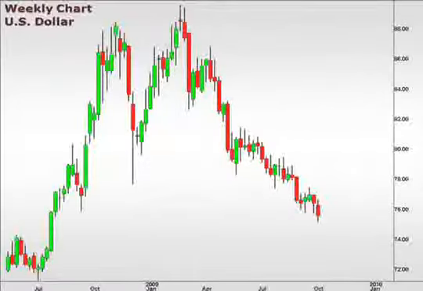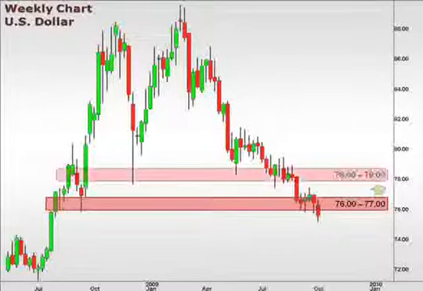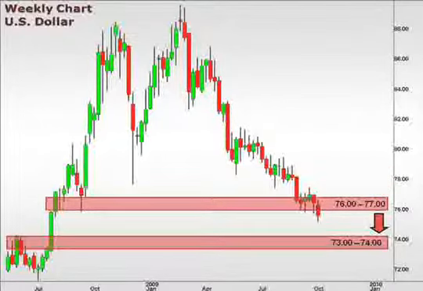Well, let's take a look at our weekly U.S. dollar index. As you can see here, the U.S. dollar index broke below that 76-77 focal zone. Now, if we can, in fact, retrace back up into this and above this price level here, we would be looking at a move up into 78-79. However, the path of least resistance at this point appears to be down into the 73-74 focal zone.